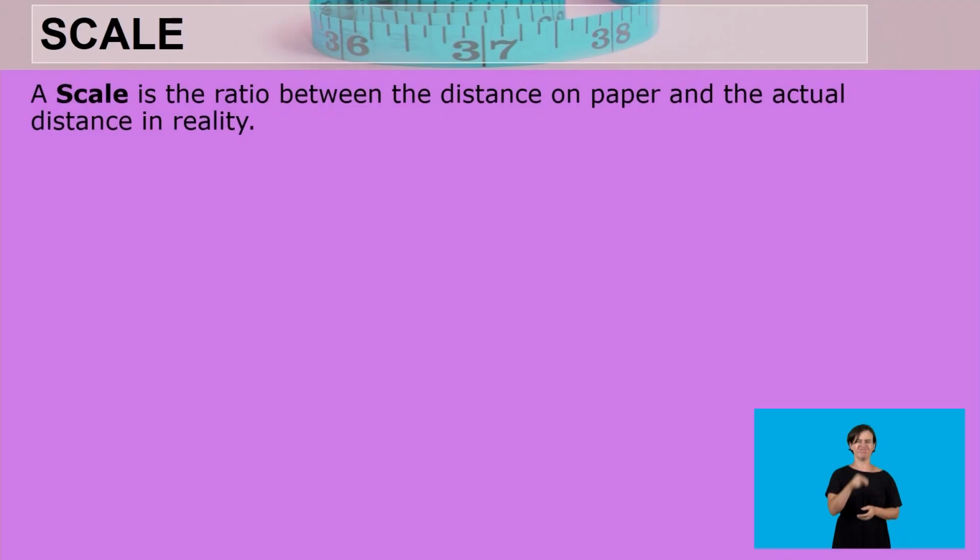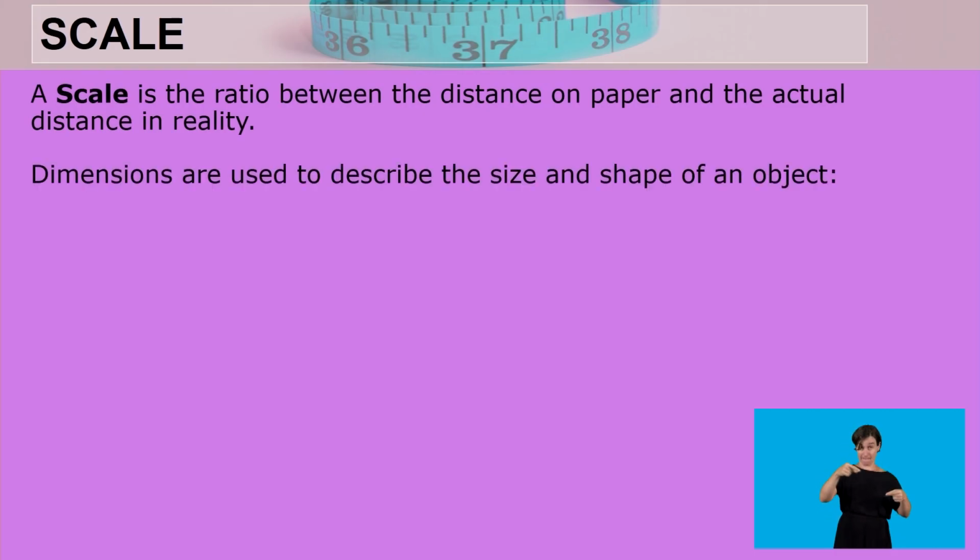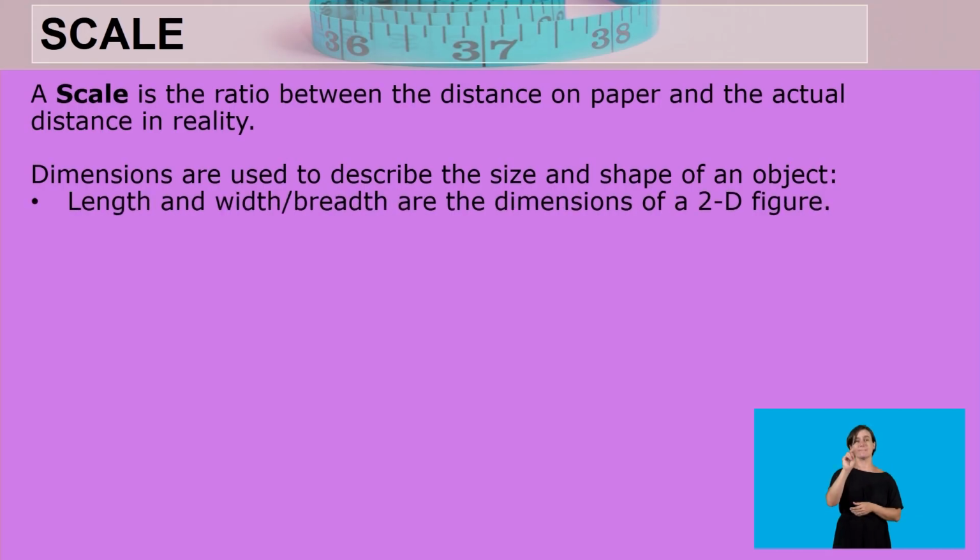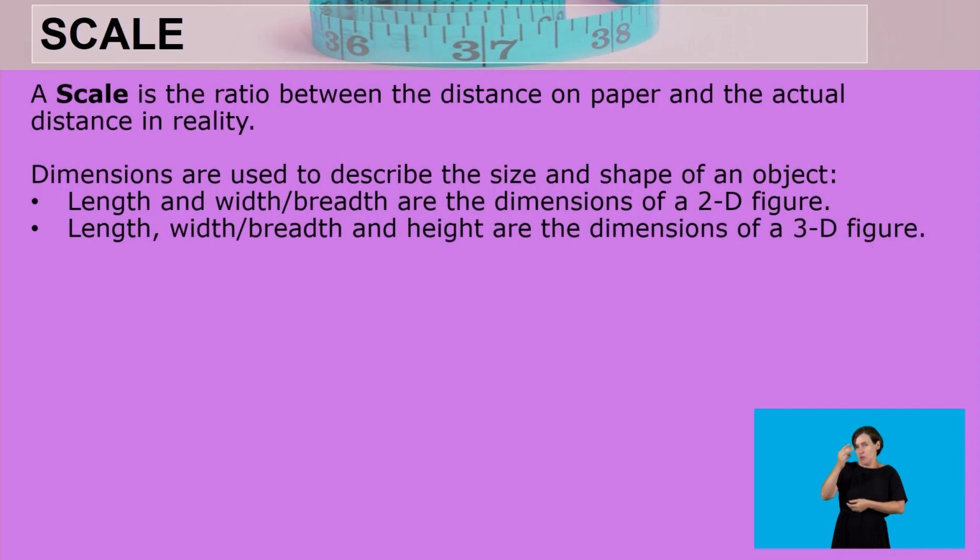A scale is a ratio between the distance on paper and the actual distance in reality. Dimensions are used to describe the size and the shape of an object. They describe them in terms of the length and the width or breadth of the object if that object is a 2D figure. If it's a three-dimensional figure, then it will describe the size and shape in terms of the length, the width or breadth, and also the height.